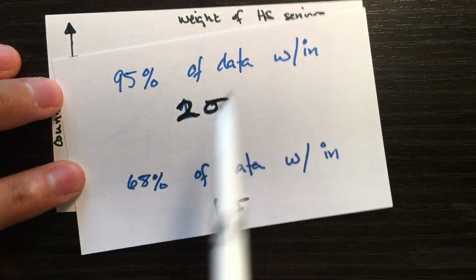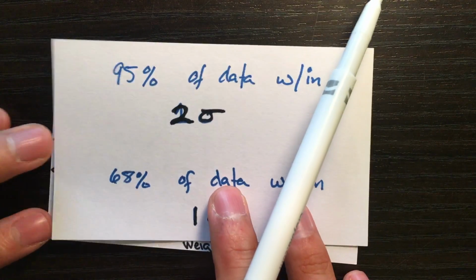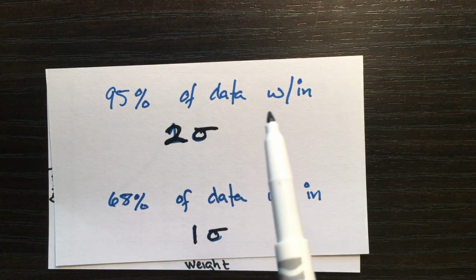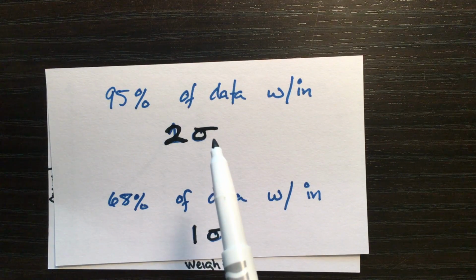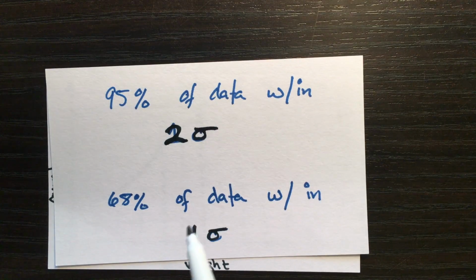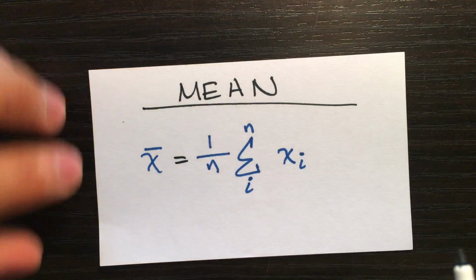Also, for a Gaussian distribution, 95% of your data is going to fall within 2 standard deviations of the mean. And 68% of it will fall within 1 standard deviation of the mean. So there's a couple of terms. If you don't know those, we're going to explain very quickly.